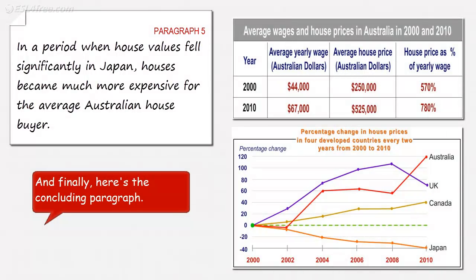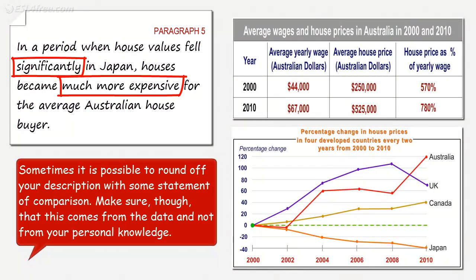And finally, here's the concluding paragraph. In a period when house prices fell significantly in Japan, house prices became much more expensive for the average Australian house buyer. Sometimes it's possible to round off your description with some statement of comparison. Make sure, though, that this comes from the data and not from your personal knowledge.